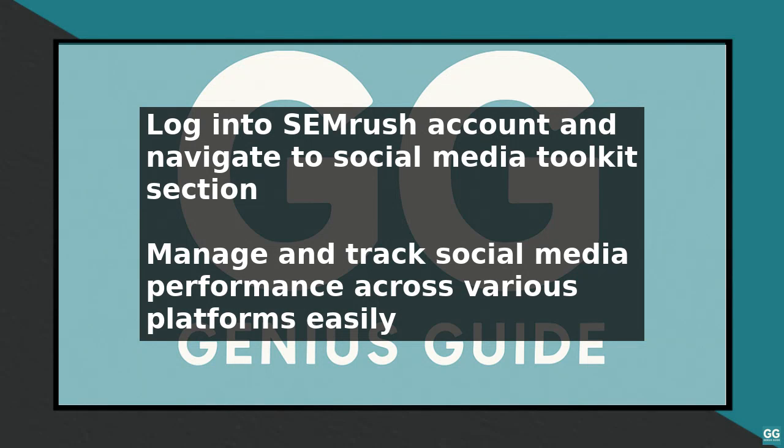To export Semrush Social Media Toolkit, start by logging into your Semrush account and navigate to the Social Media Toolkit section. This is where you can manage and track your social media performance across various platforms. Once you are in the Social Media Toolkit section, click on the Reports tab where you can find the social media data you want to export.